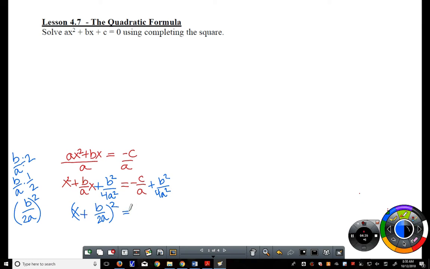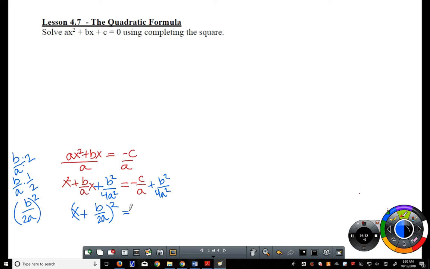Now, on the other side, everything over there are constants. If we were dealing with number values, notice there's no x's over here, right? Everything would be a number, and we would want to combine that number into one thing. We still want to do it, even though they're not numbers. So we're still going to make a common denominator.